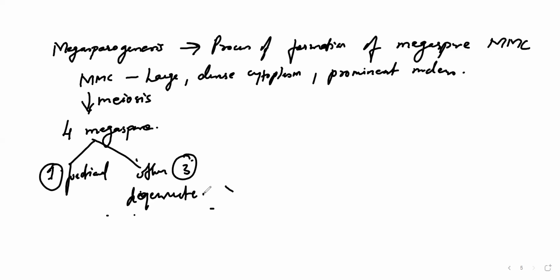Fine. So ultimately, how many megaspores out of 4 will be functional? Just 1. So we are going to see the further process only with regards to the 1 functional megaspore, right? So let's see. Now here, as I told you, a single functional megaspore will be there.